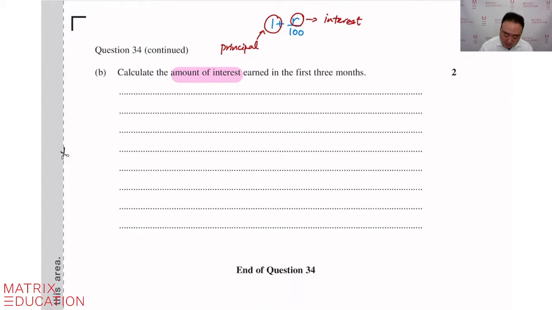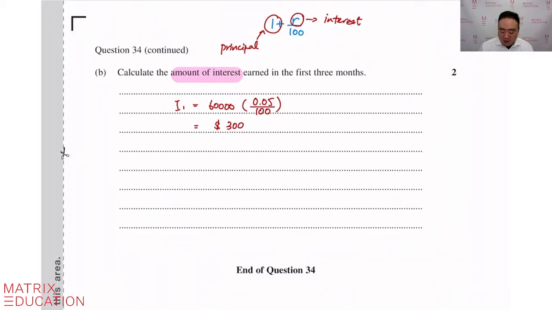I1, or the interest in the first month, would be 60,000 times how much interest do you earn? You don't earn 1.005, right? You earn only that 0.5%. So we have 0.5 over 100, and that is $300.